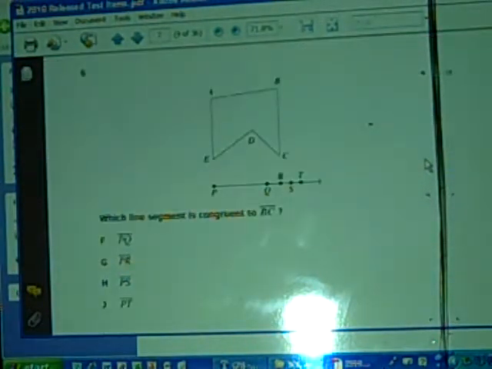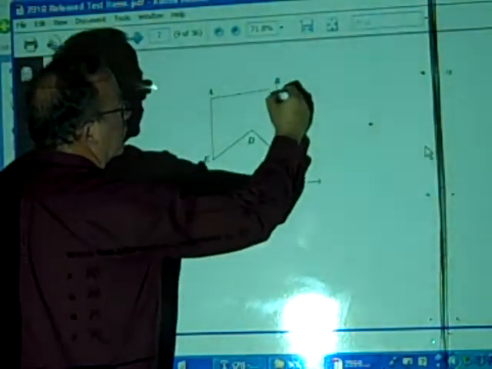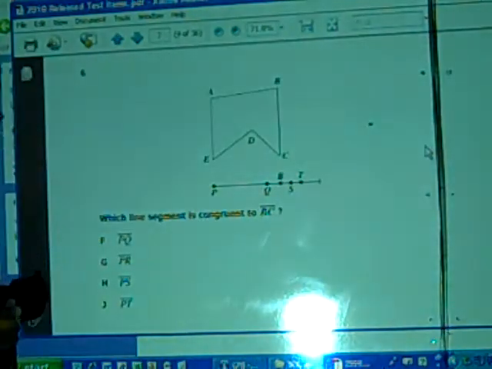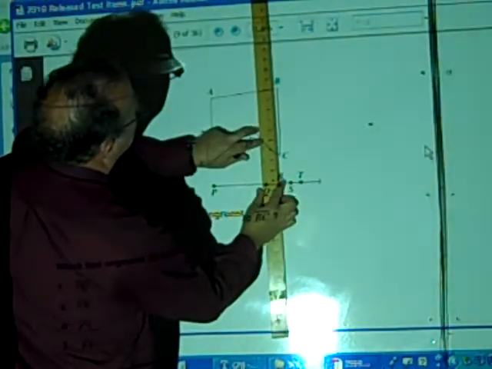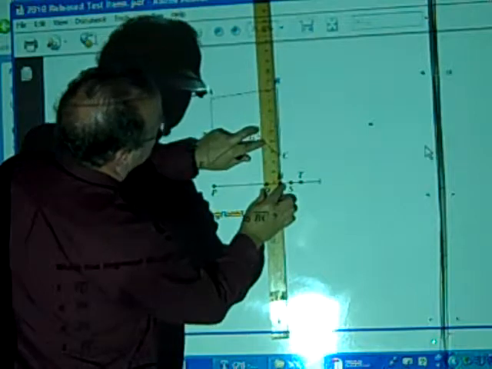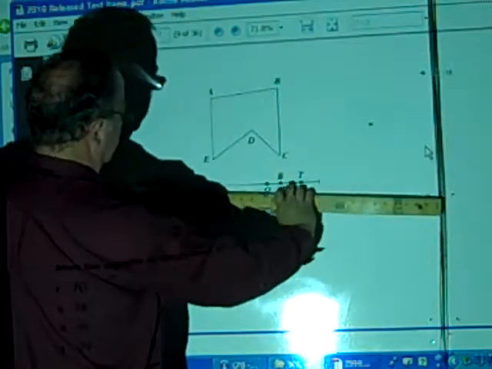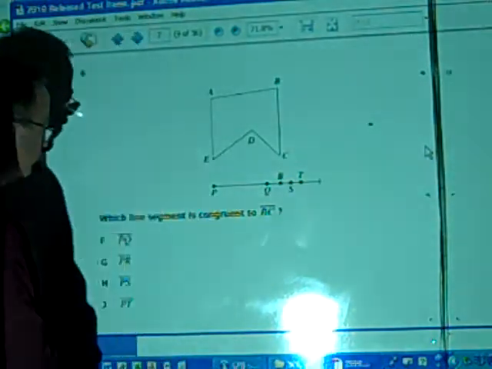Number 6. Okay, this is another compass or ruler problem. You can use either one. It says, which line segment is congruent to BC? Well, BC is right here. So what you would do is you would take your compass or ruler, measure it, and find out which one matches. So let me just use this ruler. I'm going from 1 foot to make that. Let's make that 6.5 inches. So we go this way. Same thing. That'll be R.